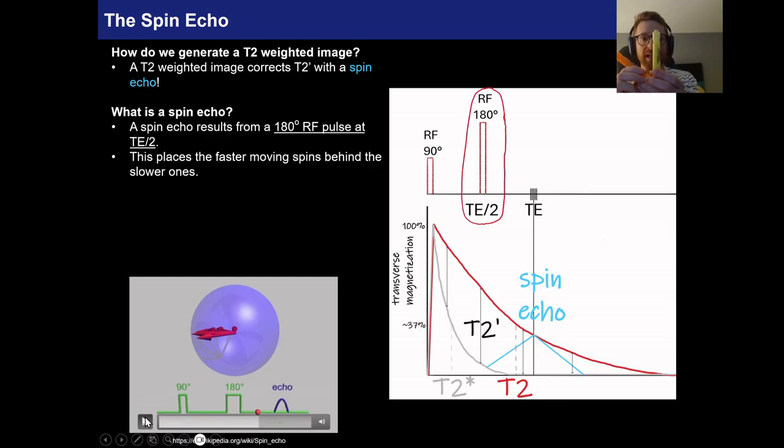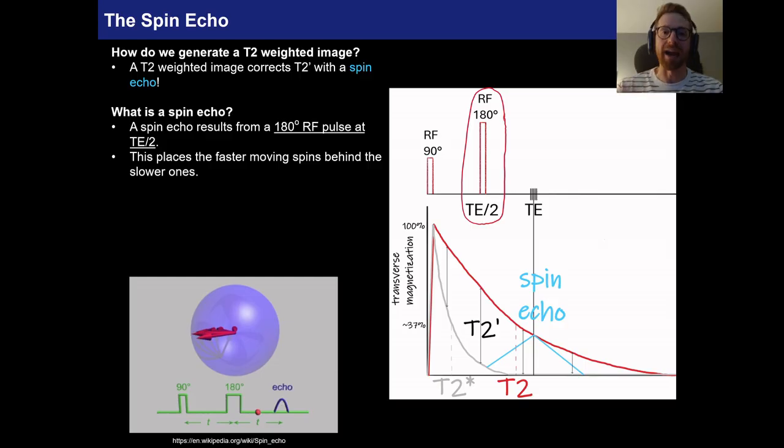The faster moving spin is now going to start catching up with the slower moving spin, right? So essentially, whatever loss of phase coherence was happening in the first half of the pulse sequence, we're correcting that. That's what the 180-degree radio frequency pulse does, and that's what the spin echo is. The 180-degree radio frequency pulse at TE over 2 generates the spin echo, essentially recovery of phase coherence.